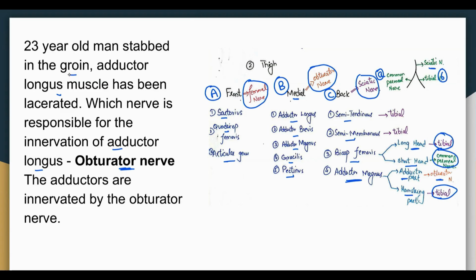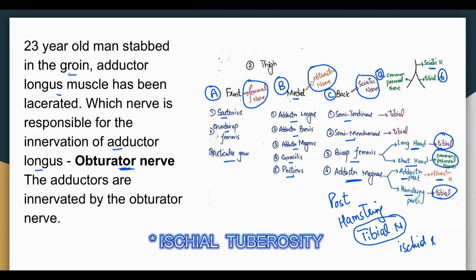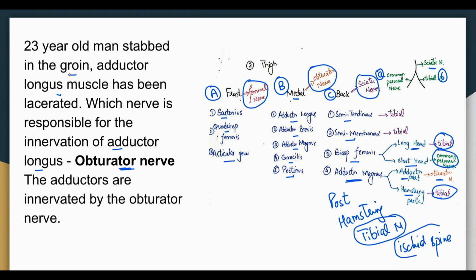So basically, the muscles which are present in the posterior compartment are known as the hamstring muscles, and there are two things which are very important regarding the hamstrings. They are supplied by the tibial nerve and they take their origin from the ischial tuberosity. So these are the two features that will be found in all the hamstring muscles. So semitendinosus, semimembranosus, the long head of the biceps femoris, and the adductor magnus hamstring part are supplied by the tibial nerve.